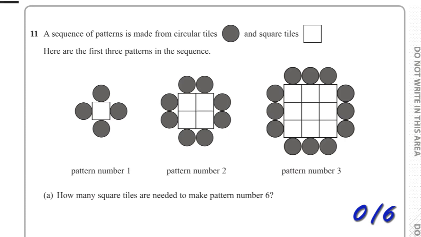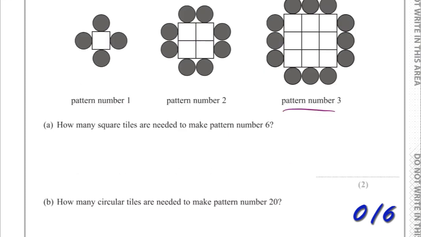You might notice these numbers are the square numbers, or you might just figure out that because we're basically finding the area, in pattern number 3 for example, we've got 3 rows of 3, so we're going to have 3 times 3 tiles. So to make pattern number 6, we're going to need 6 times 6 square tiles. Well, that's the same as 6 squared, 36 square tiles.